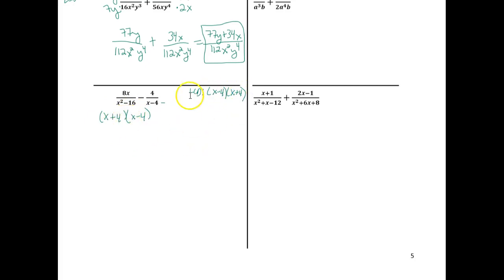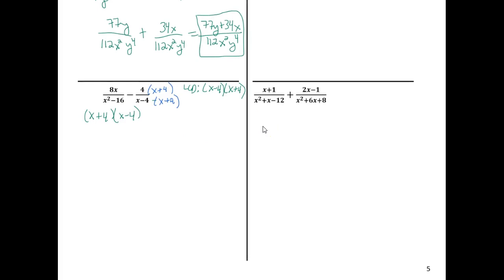Alright, so once I have my LCD, I need to make my denominators look like that. This one here on the left already has it. It has x plus 4, x minus 4. I do not need to multiply by anything. This is going to stay the same. The one on the right has the x minus 4, but it doesn't have the x plus 4. So I need to multiply the numerator and denominator by x plus 4. Remember, the goal is to make the denominators look the same. So now they both have an x plus 4, x minus 4.